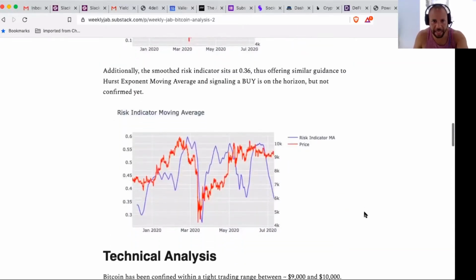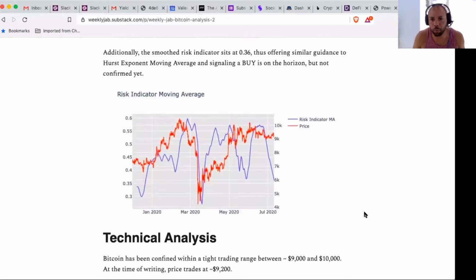So very similar to what we did with the Hurst exponent, we can just take a moving average of this risk indicator to dull out some of the gyrations and some of the noise that you'll get on an hour-by-hour basis. And essentially it comes to 0.36, which again is close to producing a buy signal or falling within the oversold or accumulation levels, but it's not there yet. And it's offering something very similar to what you see from the Hurst exponent as well, in terms of moving average, but also in terms of unsmooth too.